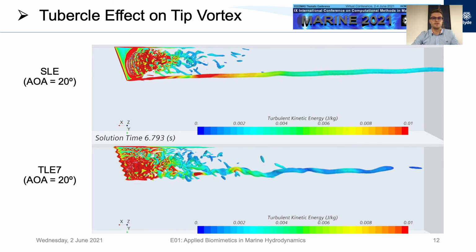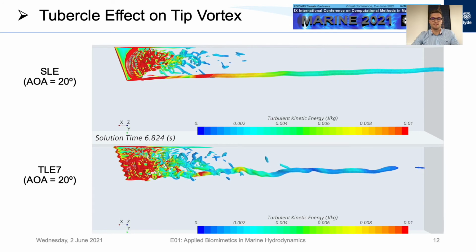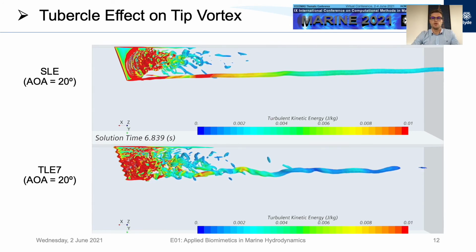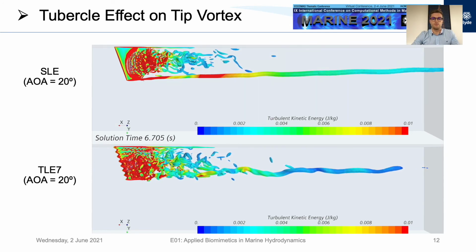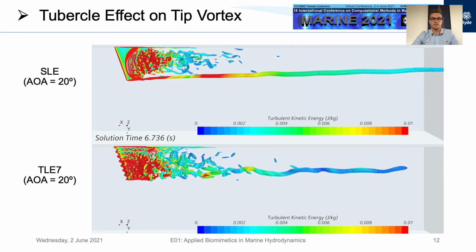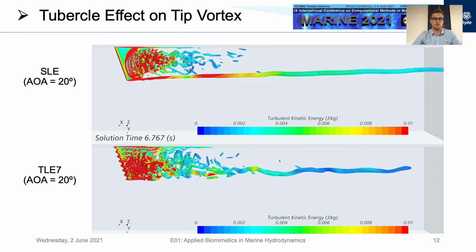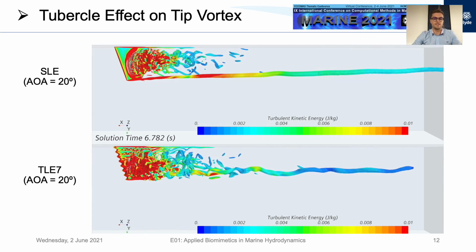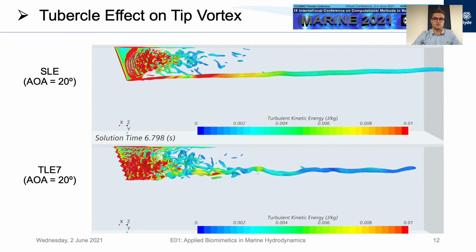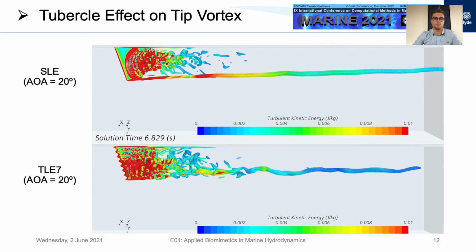However, it decays at an equal downstream distance compared to the SLE rudder. 3 chord lengths downstream from the trailing edge, only the tip vortex structures remain, which are much weaker and decay quicker for the TLE rudder. So for a naval submarine, for example, if a drag penalty and an increased near-field wake can be justified for accelerated wake decay a couple of chord lengths downstream, then the tubercle leading edge is an interesting modification.